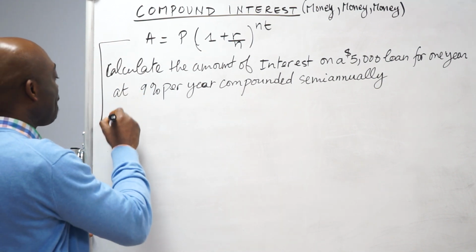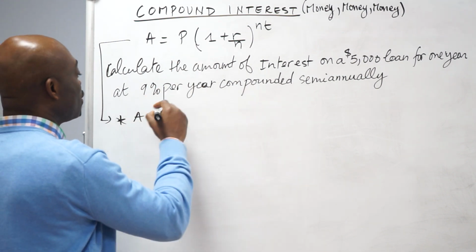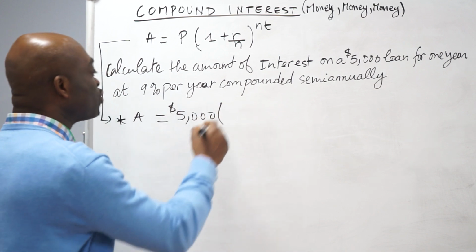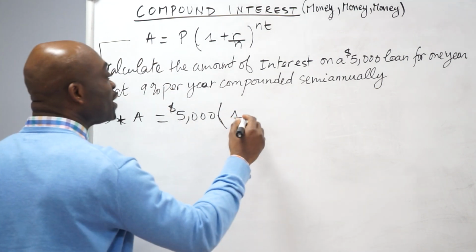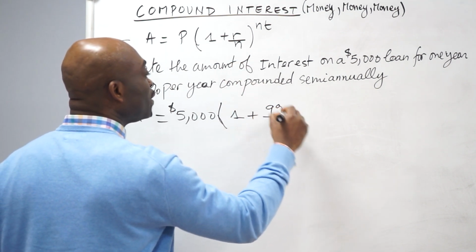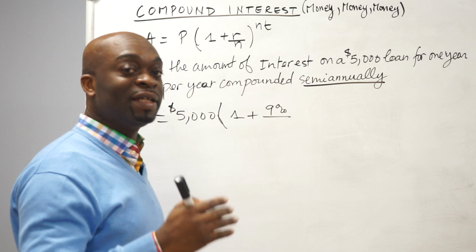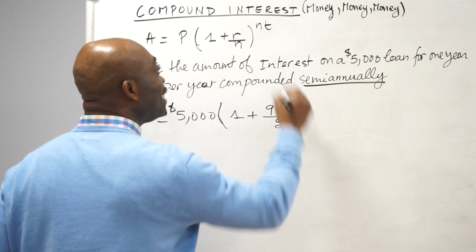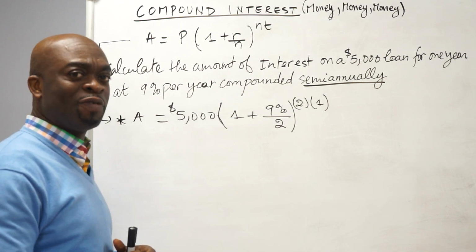Now we take the formula. We have to find the amount first. So A equals the principal, which is $5,000, times 1 plus R, which is 9%, divided by N, which is 2, because semi-annually means 6 months, so we have 2 in the year. Then raised to N, so 2 again, times T, which is 1 year. Everybody with me? All right?